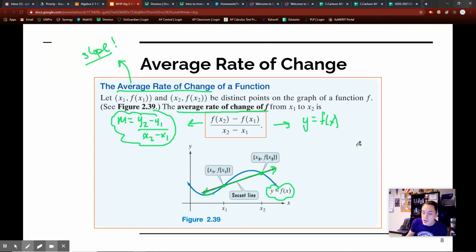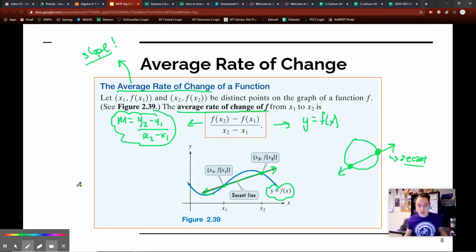Now if you remember in geometry, maybe you had a circle, and you had a line that looked like this, and it touched the circle at that point and that point. This is what we call a secant line. Secant line literally just means to break. That's what secant means in Latin. It just means to break.